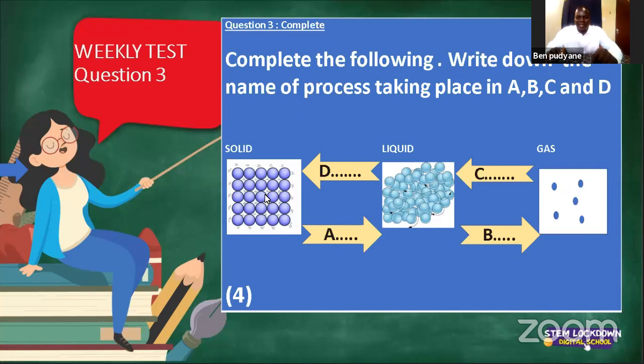Then number A, the answer is melting. Then B, the answer is evaporation. Then C, we've got condensation. Then D is freezing. Those are the answers for this question. You can see it's 4 marks.